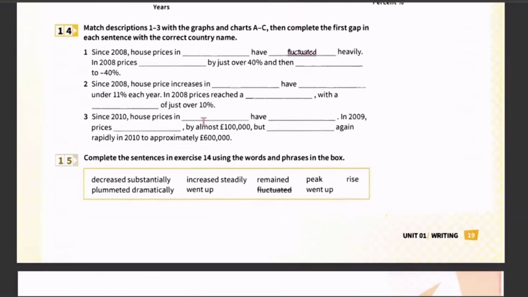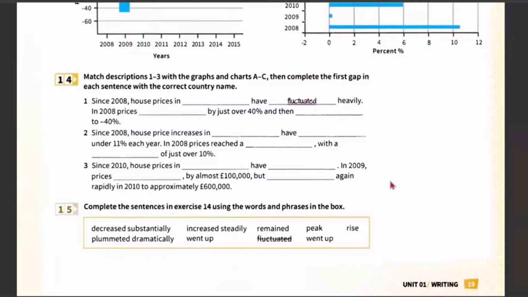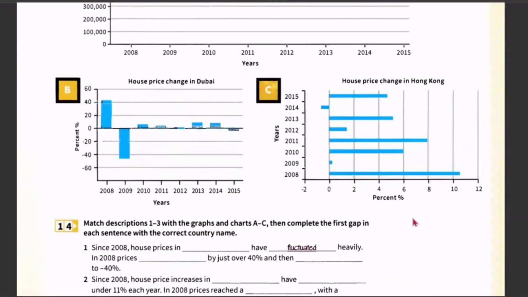So since 2010, house prices in London have increased steadily. In 2009, prices went up by almost 100,000 pounds, but decreased substantially again rapidly in 2010 to approximately 600,000 pounds. Very good. Well done. So this last one matches with graph A, right? Yes. Very good.